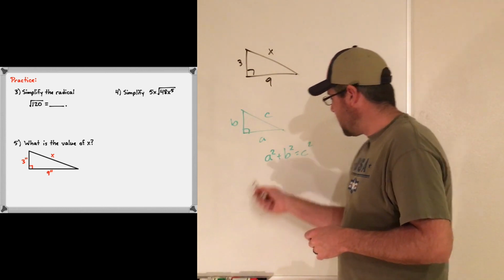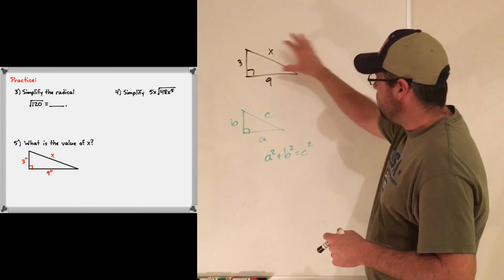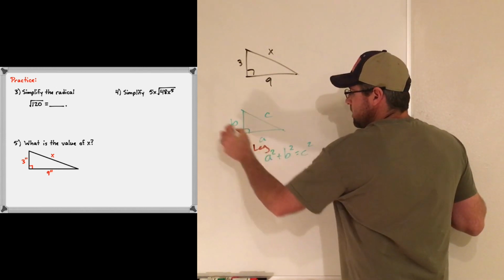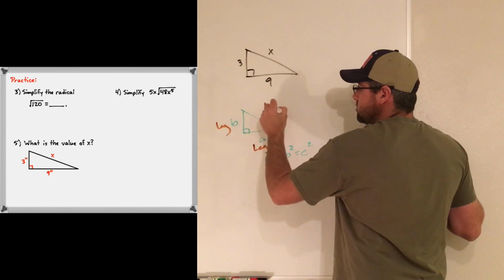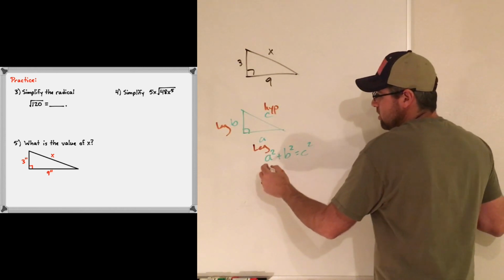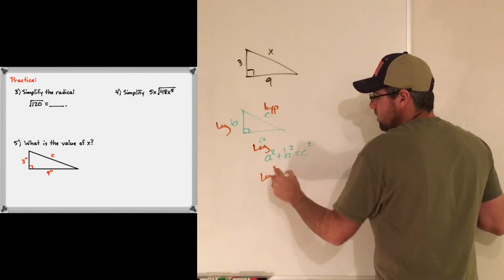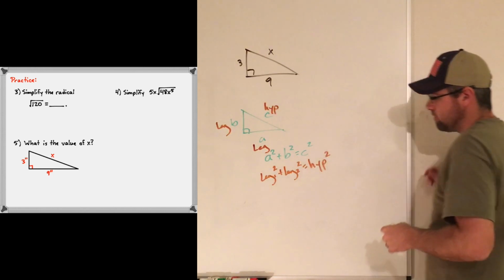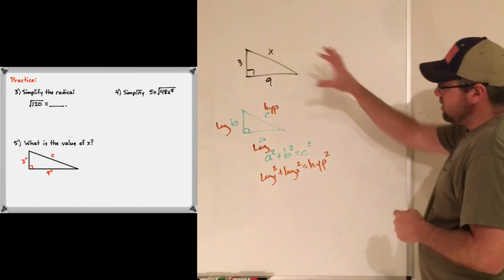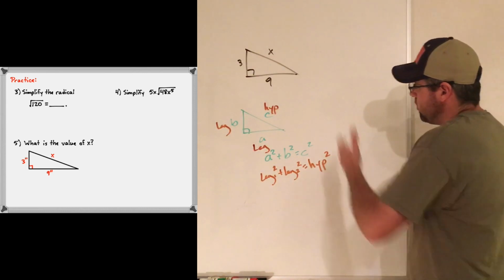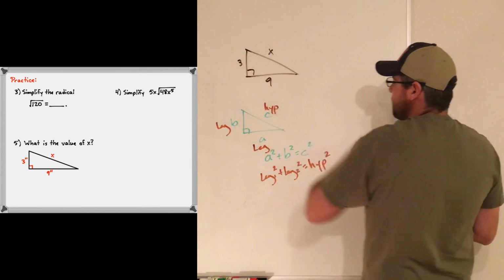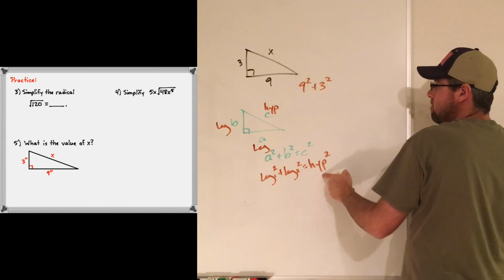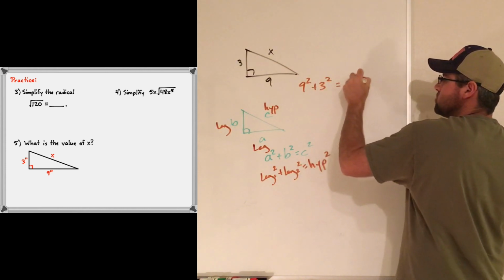So I don't like using a, b, and c, because if we use c somewhere else, it gets confusing. So what I like to do is call this a leg, and this a leg, and this the hypotenuse, because that's what they are. And so the Pythagorean theorem would say leg 1 squared plus leg 2 squared equals hypotenuse squared. All right, so up here, we'll get more complicated later, but what are my two legs? My two legs are 9 and 3, so I would say 9 squared plus 3 squared, and then my hypotenuse is x, so I'd say equals x squared.